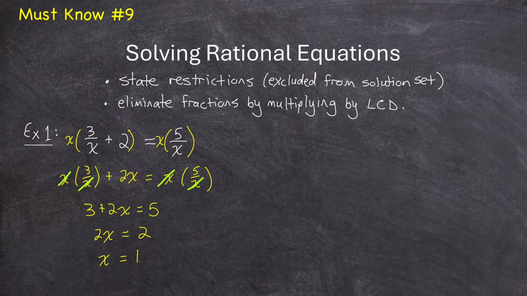And then don't forget, anytime you solve an equation, you should check the final answer in the original equation to make sure it's true. 3 over 1 plus 2 is 5. Now let's try a second example.